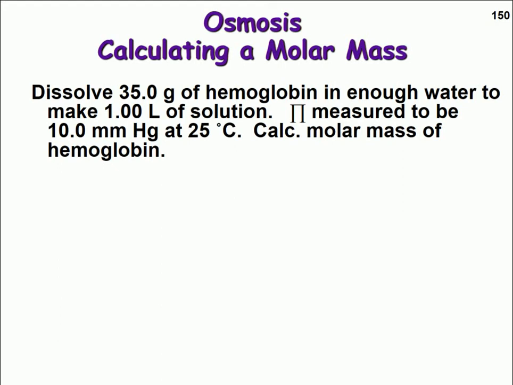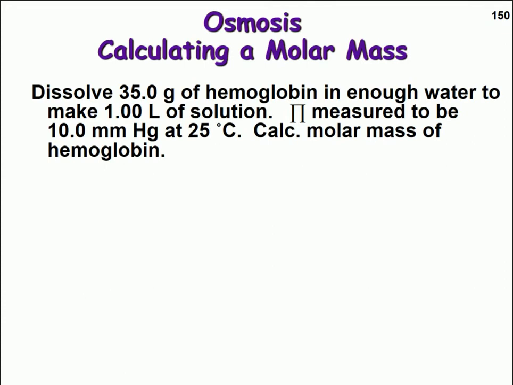In this video, we're going to determine the molar mass of an unknown compound. In this particular problem, it's hemoglobin, which is a very large protein found in the body, and specifically in the blood. So we're going to use a colligative property called osmosis to figure this out.